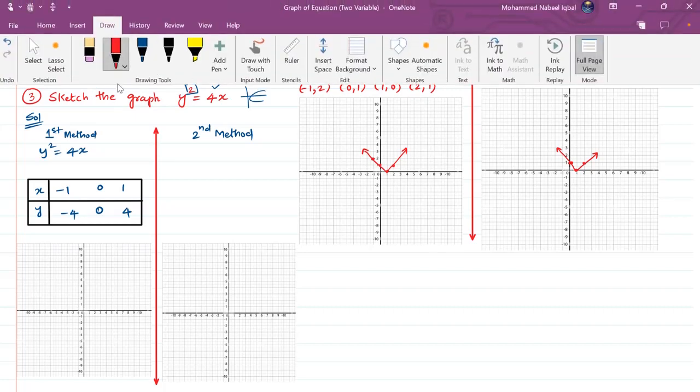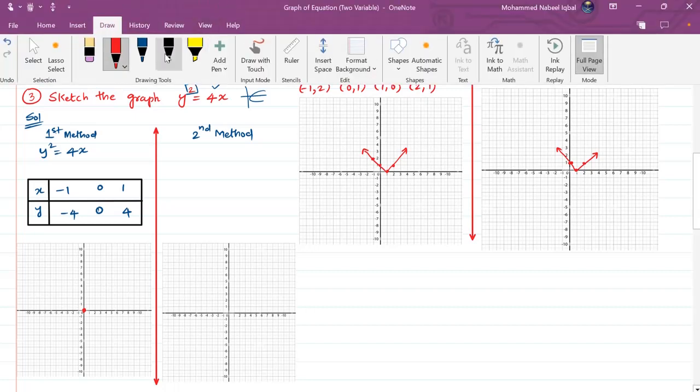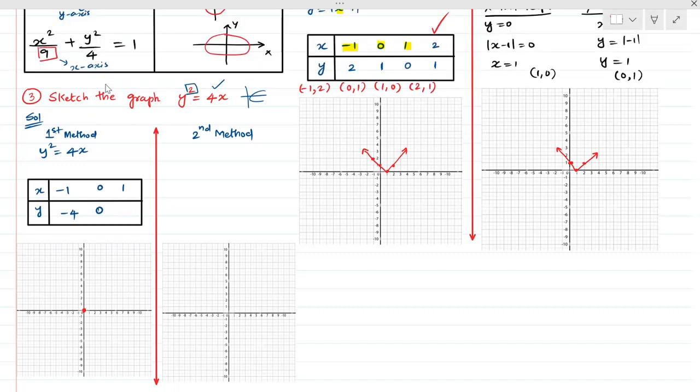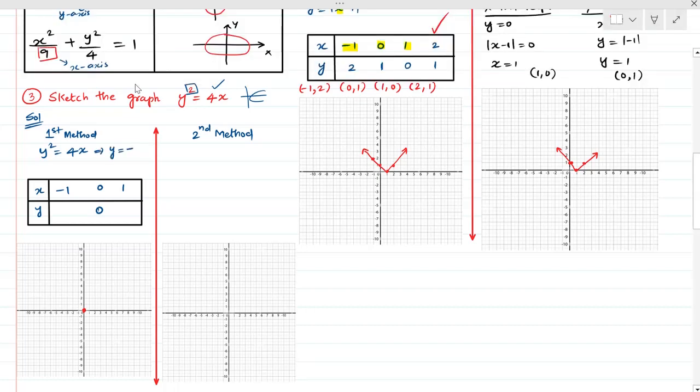So plot the point x 0, comma 0 here. This is 0, comma 0. When x value is 1, y is 4. What is the y square value? It is a square root, right? So when you take the square root, you will get plus or minus. So you will get y equal plus or minus 2 root x.